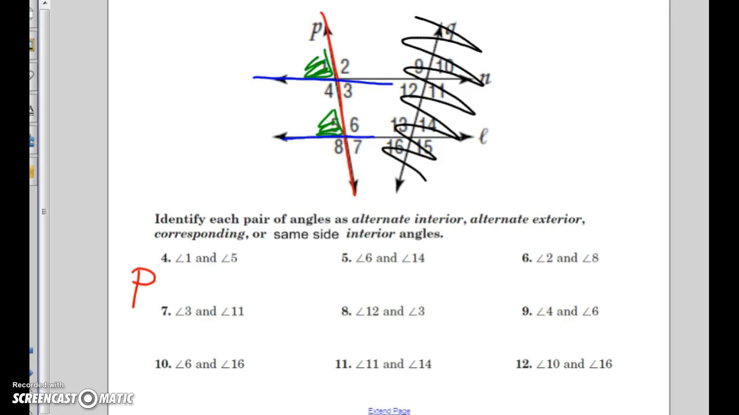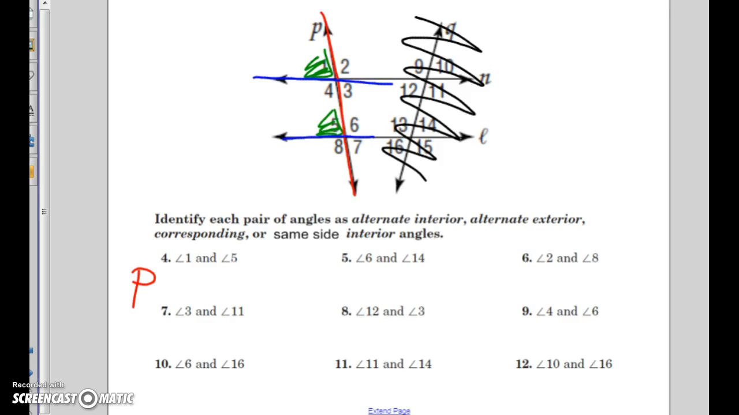So look at your picture and tell me, are angle 1 and angle 5 inside the blue lines, outside the blue lines, or one of each? One of each. Very good. So right here, 4, 3, 5, and 6 are inside angles, and then 1, 2, 8, and 7 are outside angles. I have one of each.